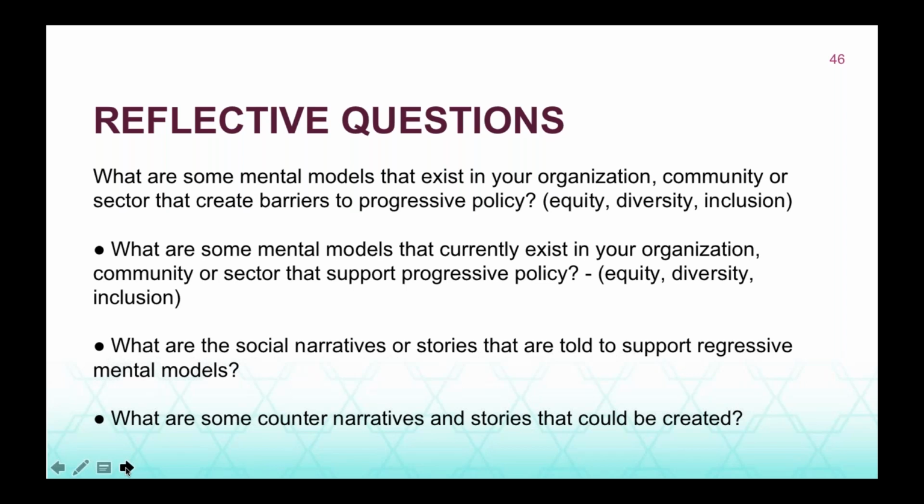You could begin discussing these in your teams, in your communities, at your planning tables, or even just reflecting on them as you do your work.